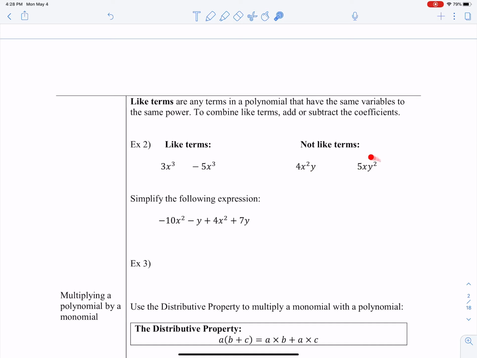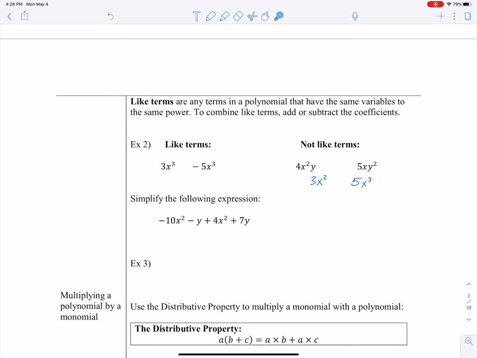These here, even though we have the same bases, x and y, they're not like terms because here we have an x to the 2 and here we have an x to the 1. Here we have a y, here we have a y to the 2. Also not like terms. Let's say you had 3x squared and 5x to the 3. So even though you just have x as your bases, because this is a 2 and this is a 3, these are not like terms. So they have to be identical. Okay?